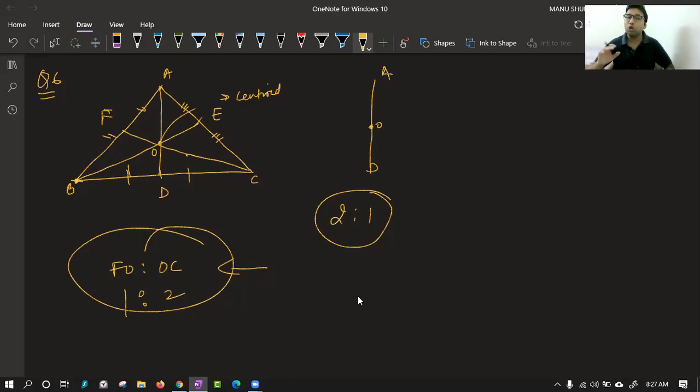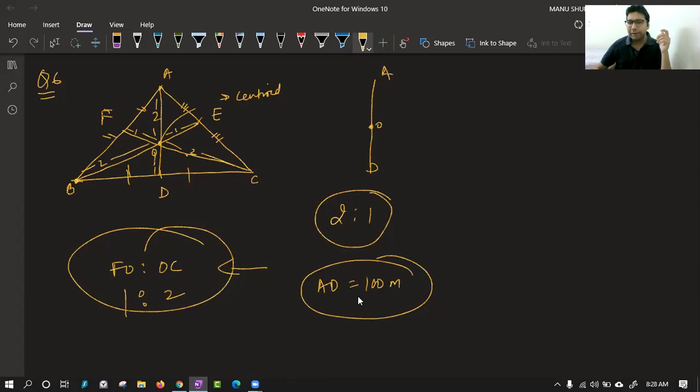It is 1:2. So you have to understand that the centroid is dividing the median in two parts in the ratio 2:1. So this is 2, this is 1. This is 2, this is 1. So if I say AD is 100 meters, tell me the length of AO.